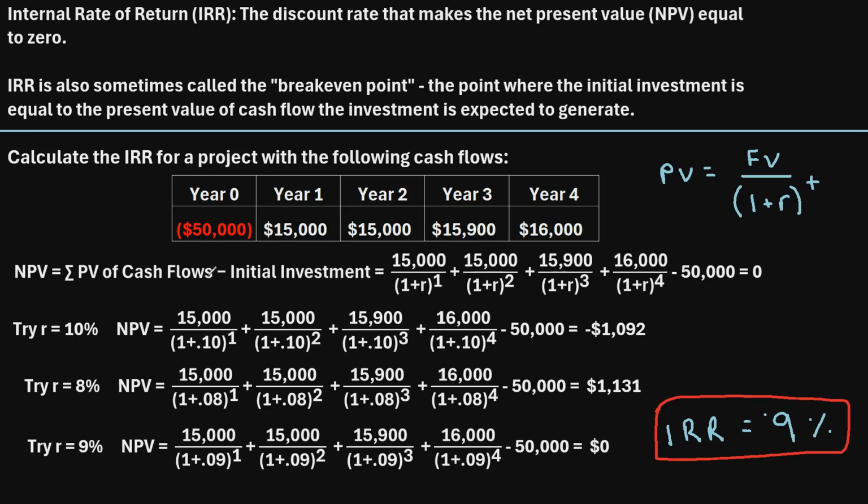Now, once we've actually figured out that number, it's really up to the firm or the investment group to decide, is this 9% high enough to warrant an investment? So that's up to an individual firm to decide if this number is high enough or not. But that was just a quick example of how to calculate IRR using a trial and error method.